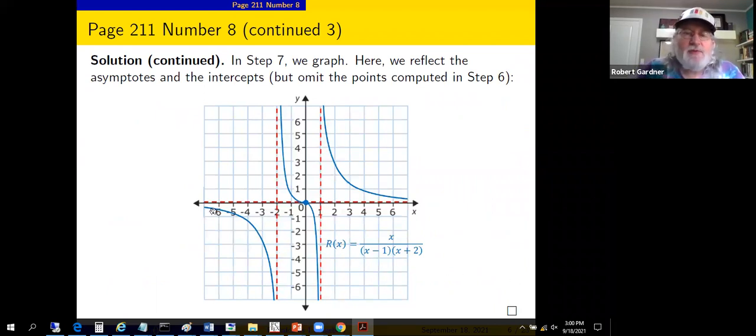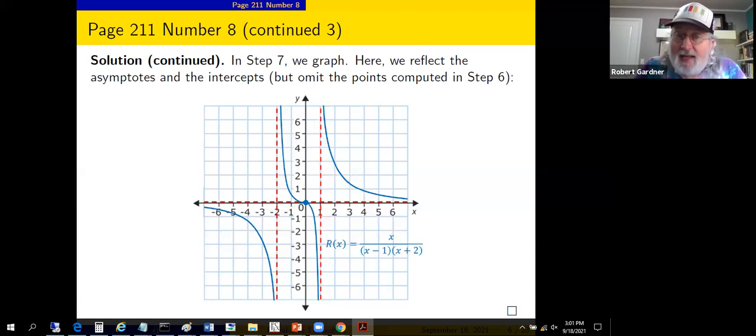Let's start with asymptotes. First, we had a horizontal asymptote of y equals 0. That was because the numerator was degree 1 and the denominator was degree greater than 1. It's 2. We had a vertical asymptote at x equals -2. So next we'd insert the vertical dotted line. We also had a vertical asymptote at x equals 1. Hey, -2 and 1, those are the values that made the denominator 0.